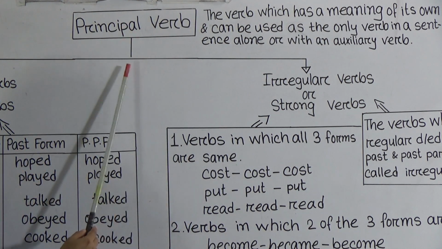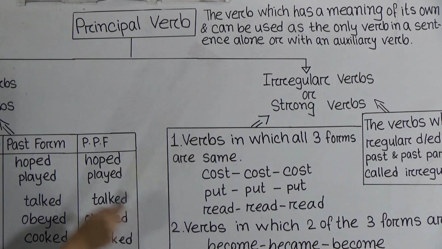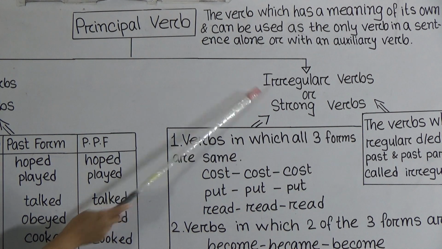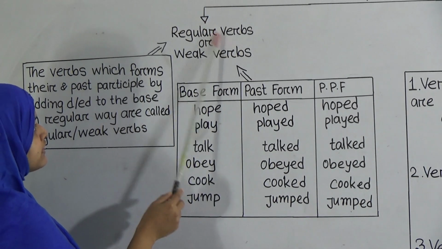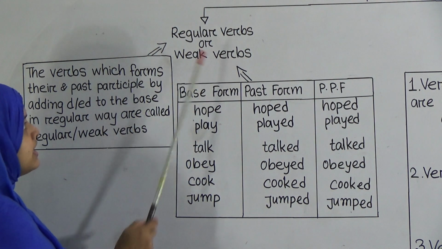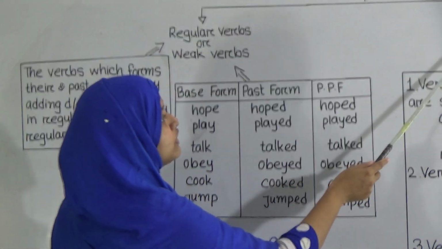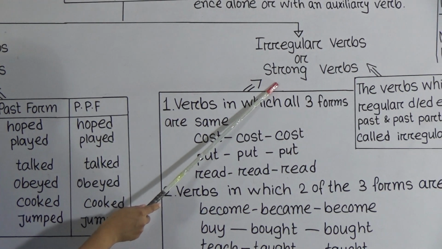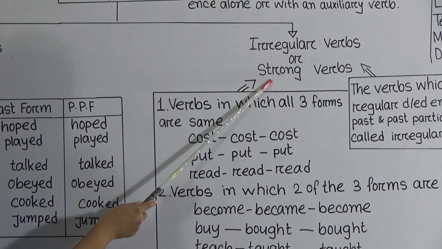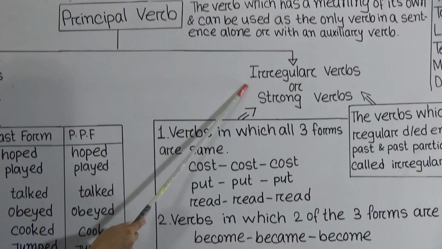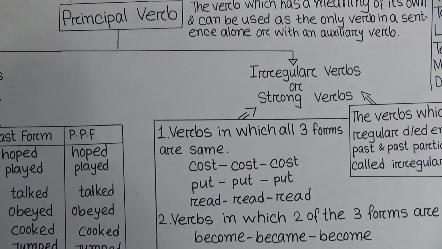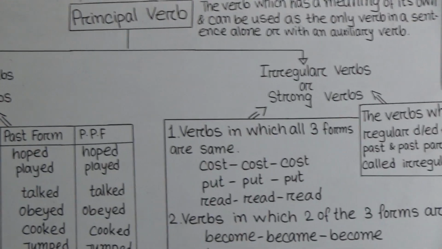And we can divide principal verb into two. First one is regular verb and second one is irregular verb. The name regular verb is known as weak verbs also. It means regular verbs and weak verbs are similar. And another name of irregular verb is called strong verb. Irregular verb or strong verb. So we can divide principal verb as regular verb or weak verb and irregular verb or strong verb. First we will discuss about regular verbs or weak verbs.